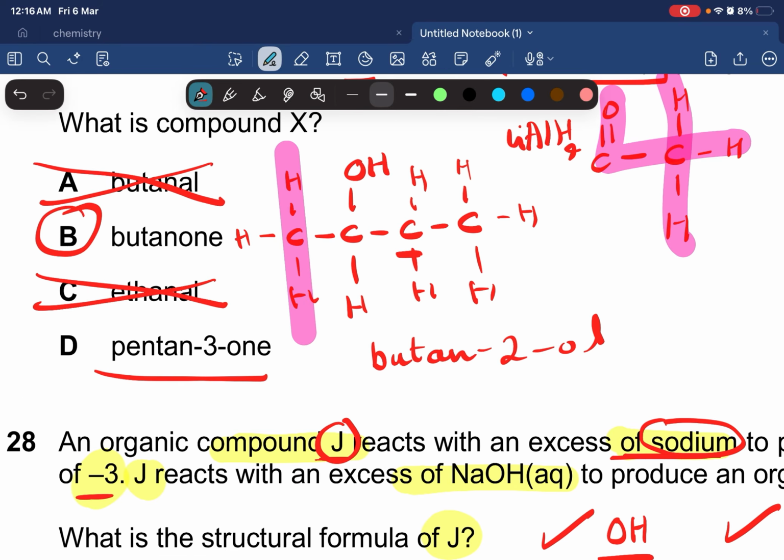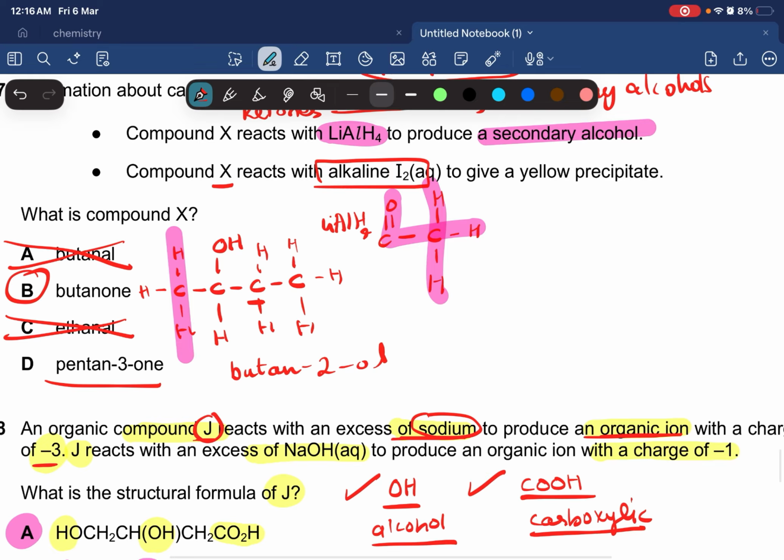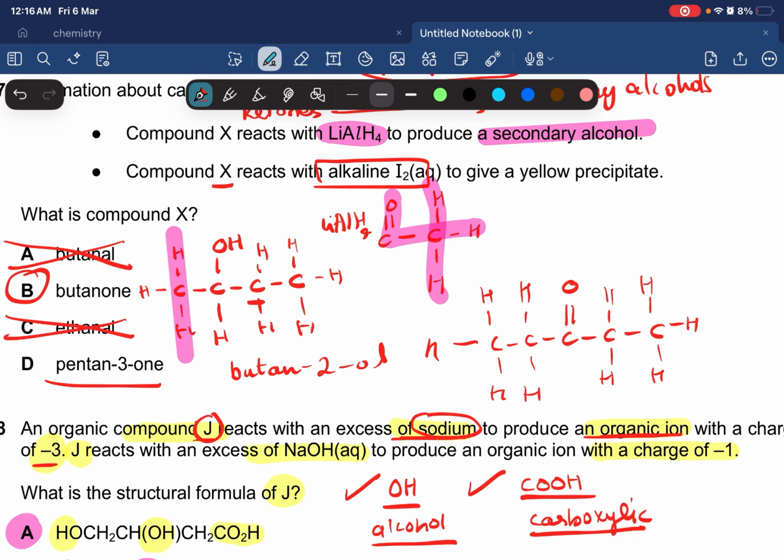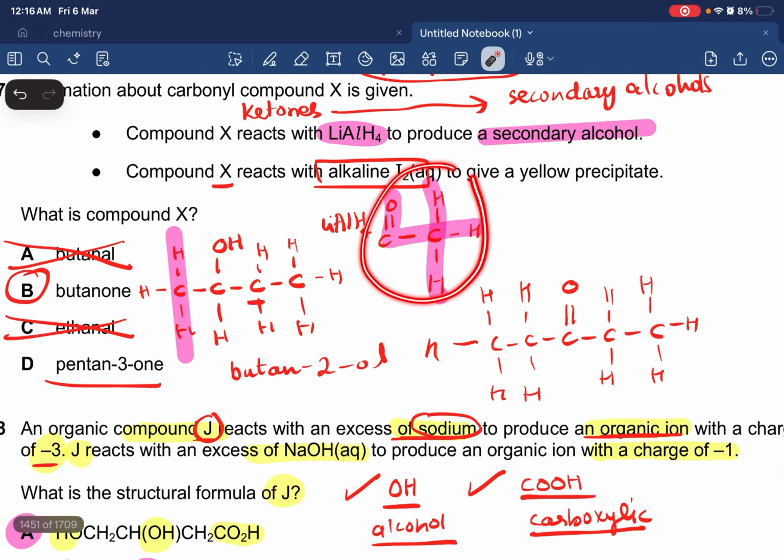Now, let's check for pentan-3-one as well. Pentan-3-one means 1, 2, 3, 4, 5. At 1, 2, 3, we have the double bond O. Now, look at it for yourself. This is going to produce the alcohol pentan-3-ol. But the problem is, it is not going to react with your alkaline I2 because it does not have this group. Check it for yourself.